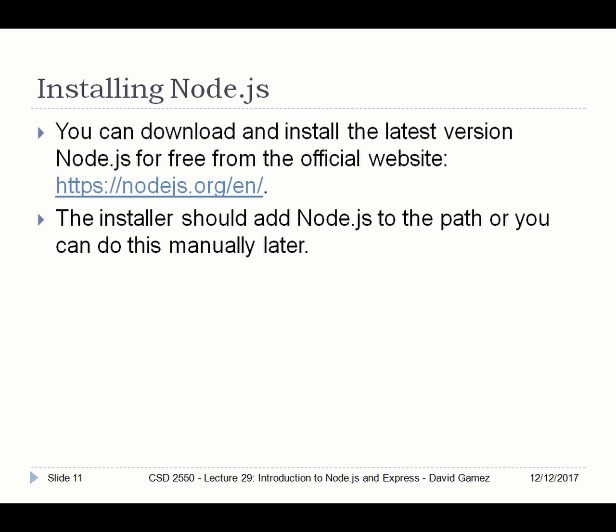So, if you're not using the lab machines, you're using a Mac or using your own laptop, then what I recommend is that you actually install Node.js, and you can download and install it for free from the official website. Now, the installer should add Node.js to the path, or you might have to do this manually later, depending. If you have an option in the installer to add it to the path, add it to the path, because I'm almost certain that's going to make it easier to work with WebStorm.